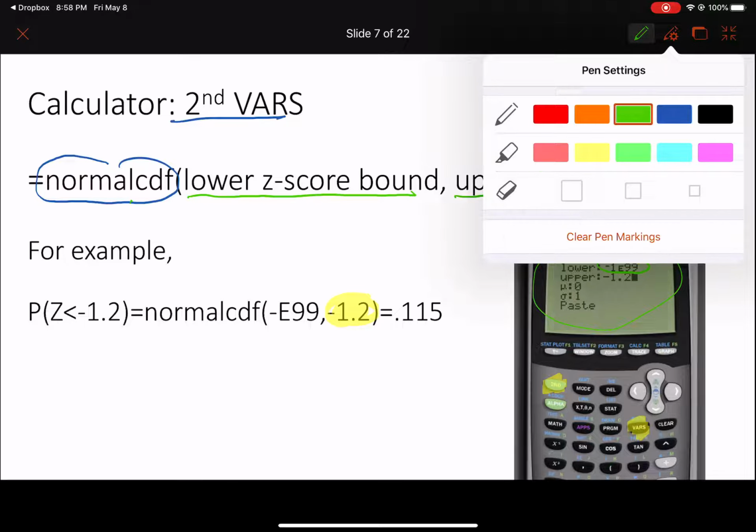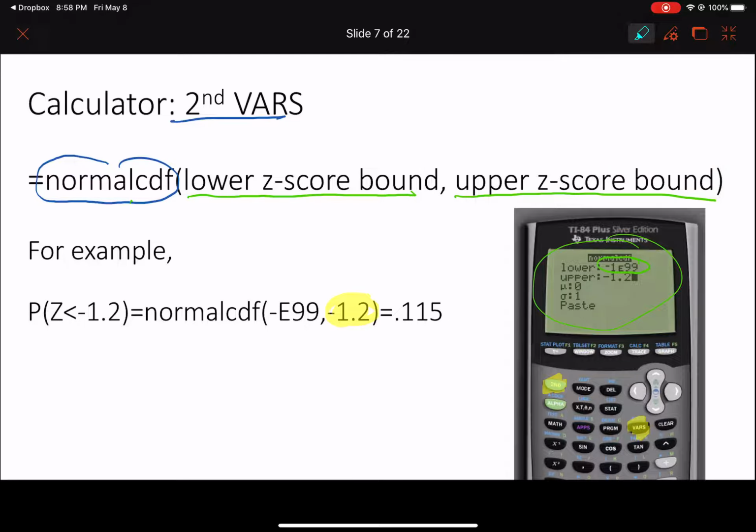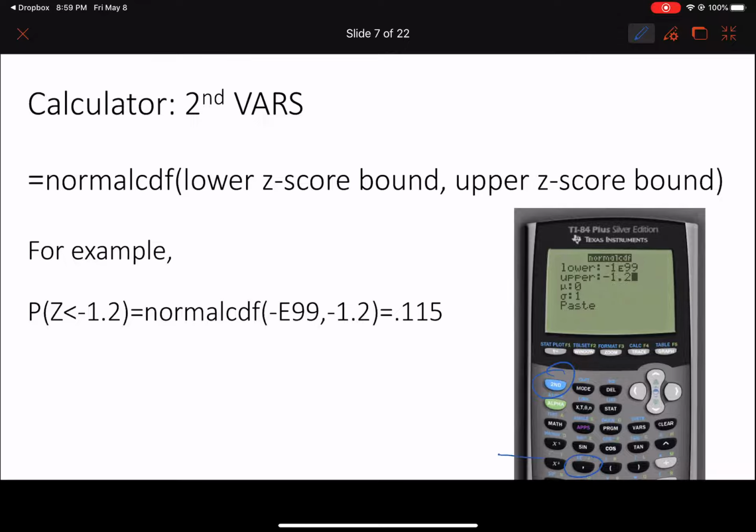The way that you put negative infinity into your calculator, let me erase all of this. The way that you put negative infinity into your calculator is you do, and I can't even see it here. Oh, second, and then comma. If you can see right above the comma, it's hard to see it on here. It says E.